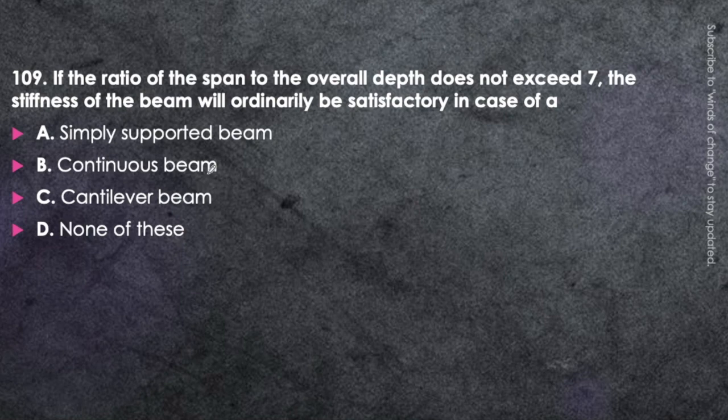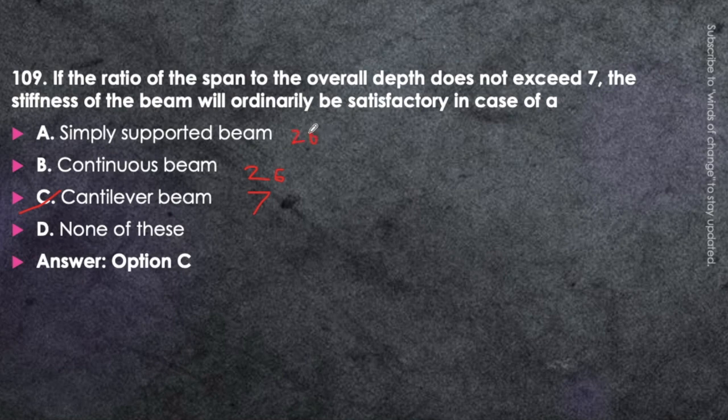Here, span to overall depth ratio that does not exceed 7. Okay, that is L by D ratio that does not exceed 7. Very easy question. This is the case of cantilever beam, that is option C will be correct. Okay, for cantilever beam this ratio is 7, for continuous beam this ratio is 26, memorize it, and for simply supported beam this ratio is 20.